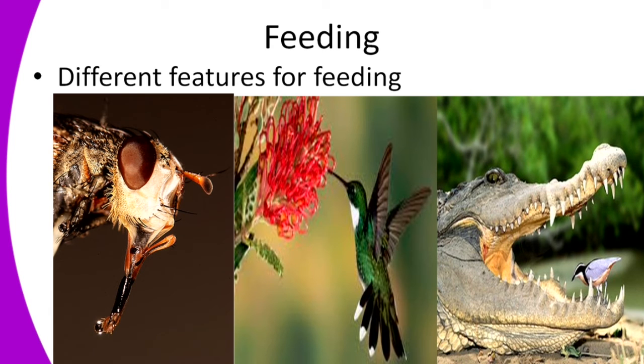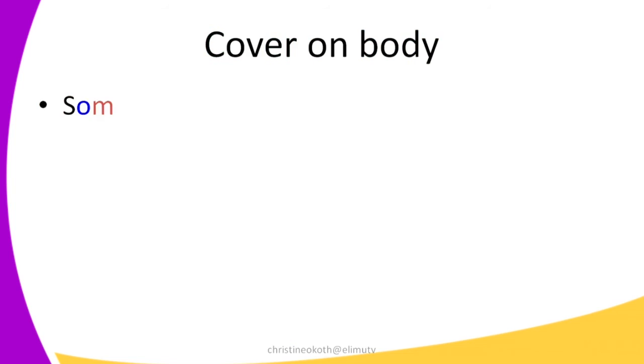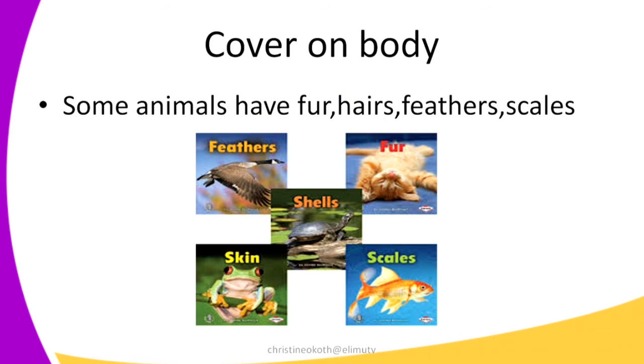Then we can also identify organisms, still looking at the external features of animals. We can identify the organisms by what covers their body. Some animals have fur, others have hair, others have feathers, while others have scales. Looking at the illustration, we have animals that have feathers. These are like birds. We have animals that have fur on them. These are animals like the cat, the cows, the sheep. All these have fur on their bodies.